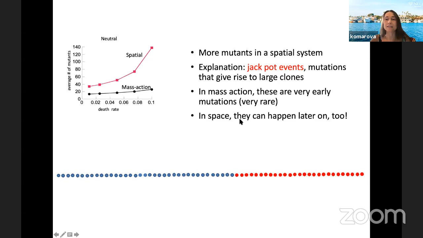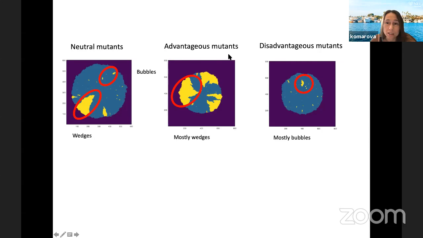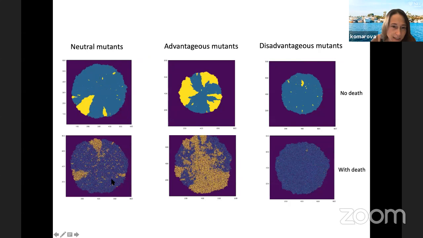So we built on this theory and looked at other cases, right? So we looked at advantageous mutations and disadvantageous mutations. So this is what they look like. When you have advantageous mutations, they're mostly wedges. There's more compared to neutral. Disadvantageous mutants never form wedges. They are disadvantageous. There are just specks like this that later on get engulfed by other cells. We did it in the presence of death. So here it's less dense. There's empty spaces between cells. Still looks kind of the same.